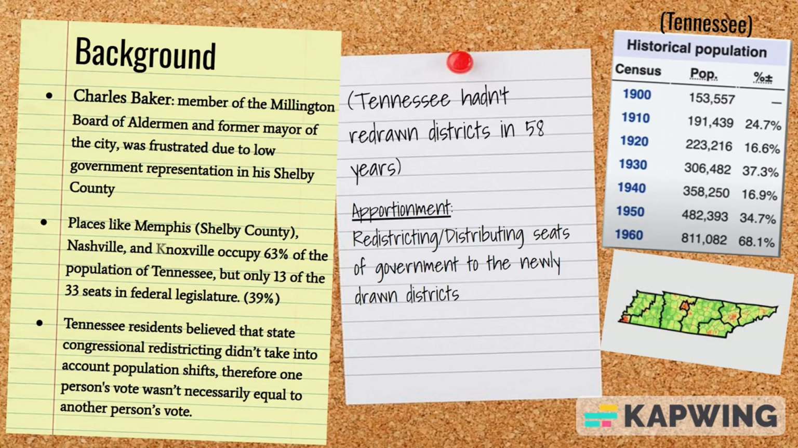This means that the people who were living in the urban districts had much less representation in the government than those who lived in rural districts. Therefore, the Tennessee residents believed that the redistricting in the state didn't take into account the population shifts, because the last time there had been a redrawing of the districts was 58 years in the past. Since Tennessee hadn't redrawn their districts in so long, the districts no longer represented the population. Therefore, one person's vote wasn't necessarily equal to another person's vote somewhere else in the state.